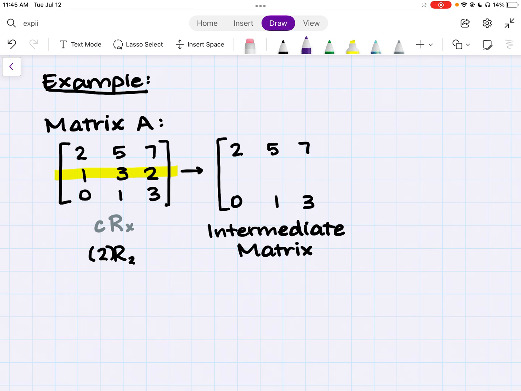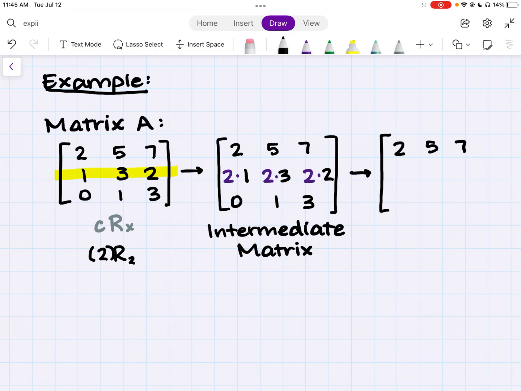And with row 2, we're multiplying each entry in row 2 by the constant 2. So this will be 2 times 1. This will be 2 times 3. And this will be 2 times 2. And so this is our intermediate matrix. We can then simplify this by just simplifying the terms in the second row. So I'm going to rewrite this matrix. I'm going to rewrite row 1. That did not change. I'm going to rewrite row 3. That also did not change.